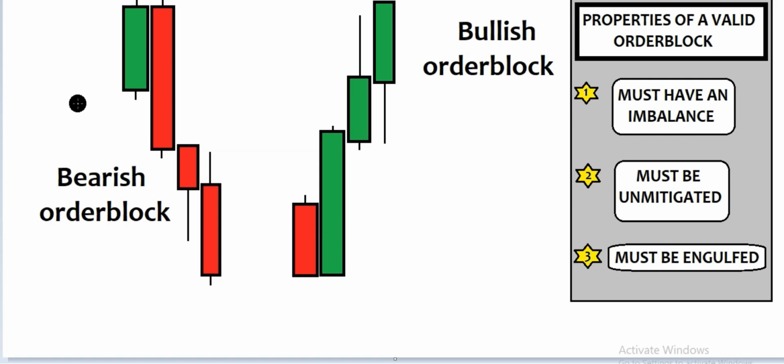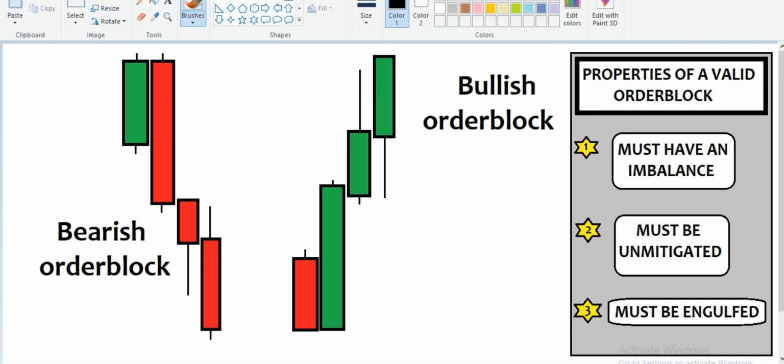Another point is this. In a bearish market, when you mark your bearish order block, you are looking to sell immediately price gets into your bearish order block. Let me do a little drawing here so it will be more graphical and easier to understand this way.